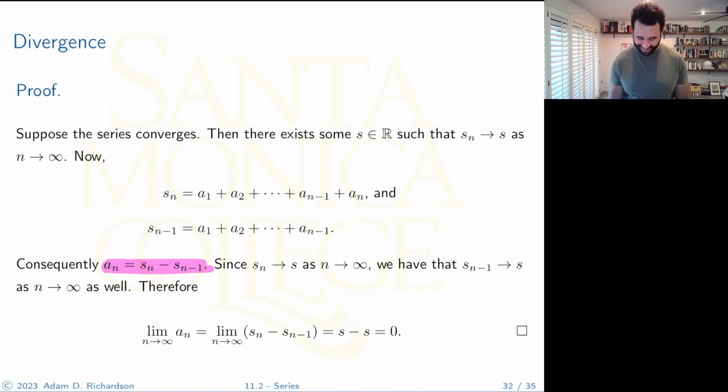Now, because we know that s sub n goes to s, in other words, the sequence of partial sums converges to s, it also means that s sub n minus 1 converges to s. So if you perform an index shift, you're still going to get convergence to s. So consequently, the limit of a sub n is equal to the limit of s sub n minus s sub n minus 1, but both of these limits exist and they're both equal to s. So we get s minus s, which is 0. So the limit of the terms is 0. And now we're done. We proved it. So once again, if the series converges, then the terms have to go to zero. That's what that's saying.